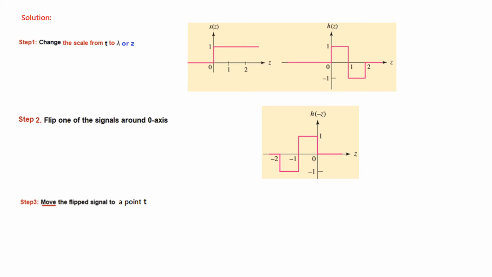The third step: move the flipped signal to a point t. We're going to move this to a point t, which could be anywhere on the x-axis. No need to bother. Just 0 will become t, minus 1 will become t minus 1, and minus 2 will become t minus 2, and the name will also change from h(minus z) to h(t minus z). Actually what we are doing is adding t to all of these, also in this.